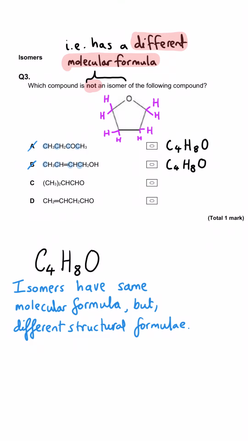C looks a little bit trickier. We've got CH3 twice, so that means that's C2, 3, 4, and then hydrogen 6, 7, 8. This is also C4H8O, which means D must be the correct answer for not being an isomer of our compound that we've been shown. And in fact, we've got 1, 2, 3, 4 carbon atoms, so that's still correct, but 2, 3, 4, 5, 6 hydrogen. So this is C4H6O, and the correct answer because it is not an isomer of this.